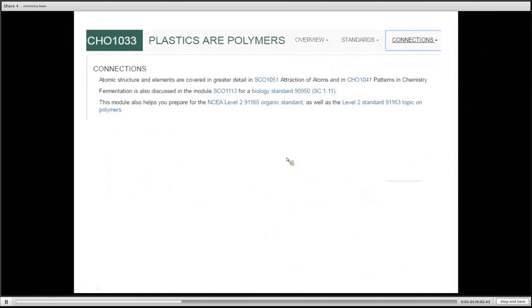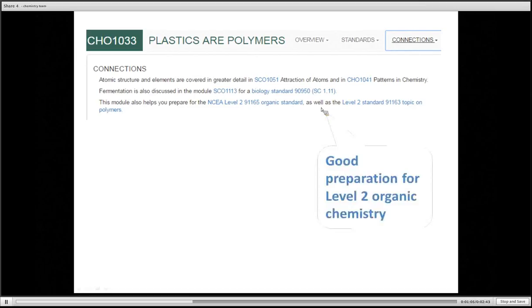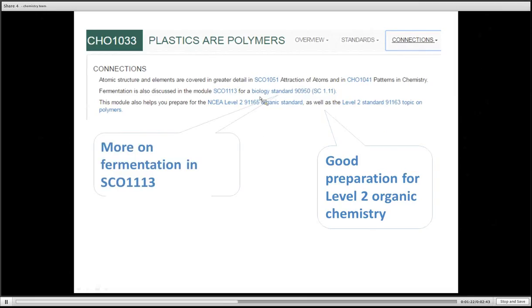When you look at the connections tab, you'll see that again covering the atom and so on is done in the attractions of atoms and patterns in chemistry, but this module is very good in preparing you for level 2 organic chemistry as well as an internal at level 3 on polymers. And if you're doing science, you may be interested to know there's that connection with fermentation in the Science 90950 standard, so you'd like to do that, and there's a good overlap.